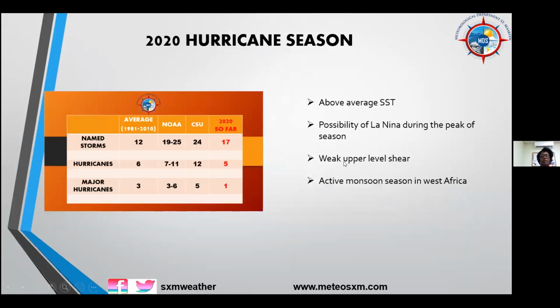Additional things are weak wind shear. Wind shear is where the winds are very strong in the upper levels and they can break apart storms developing. If these winds are very weak right now, then the storms are going to continue growing. So this is another reason. And the last one is the active monsoon season in West Africa. You can see all the rainfall and the little systems moving off the African coast, very busy these days. So this is as a result of the active monsoon season in West Africa.